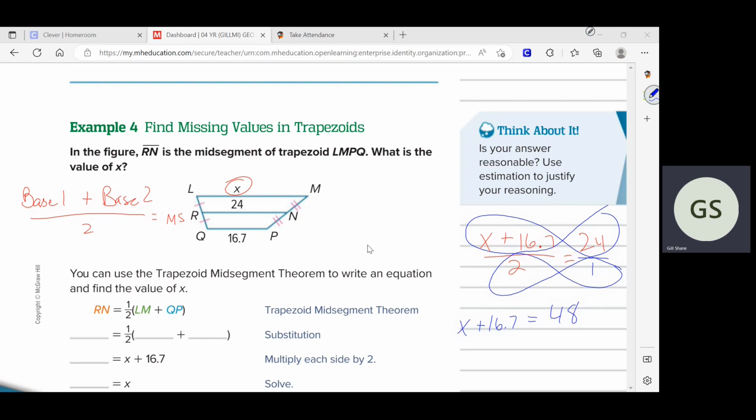It's the same thing you would have gotten if you did it the other way. It just makes it easier. If this fraction were flipped upside down and x plus 16.7 was in the bottom, it'd be a lot easier to do it this way. What would you get? So now to finish it off, you should all know how to finish it off. 31.3 is what you should have gotten.